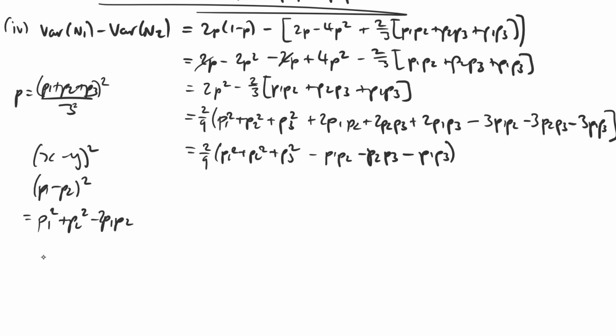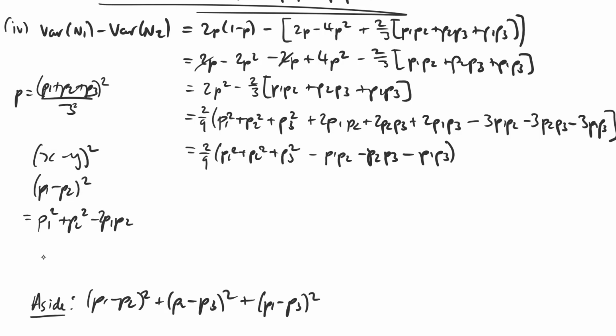So here's a bit of an aside. If I do p1 minus p2 squared, I clearly need to do all the others by symmetry as well: p2 minus p3 squared and p1 minus p3 squared. I get 2 times p1 squared plus 2 times p2 squared plus 2 times p3 squared, and I'm going to get all of the combinations here, minus 2p1 p2 minus 2p2 p3 minus 2p1 p3, and you see this is exactly now double what I've got in here.